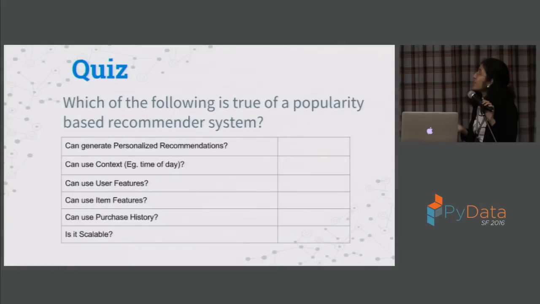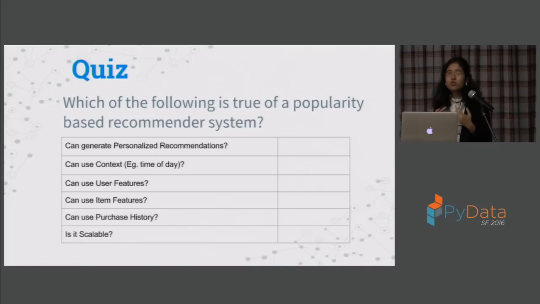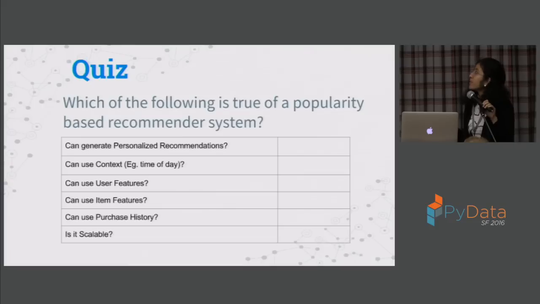Okay, so now a quiz. Which one of the following is true for a popularity-based recommender? Can it generate personalized recommendations? Yes, no? Correct. So, for example, if I want to recommend popular news for me versus you, the popular news for the day would be the same, right? Okay. So the correct answer is no.